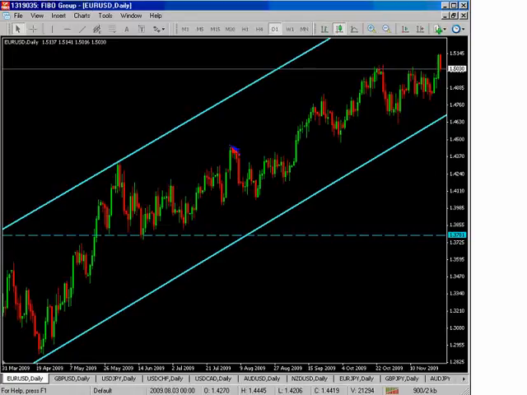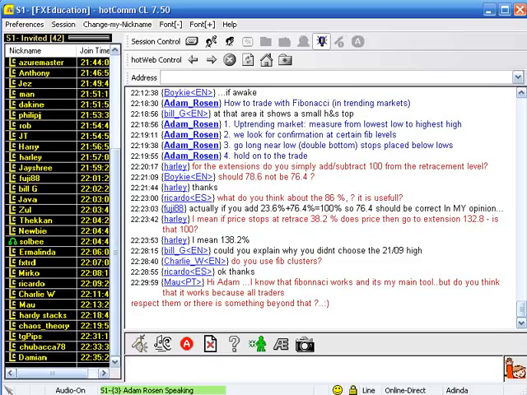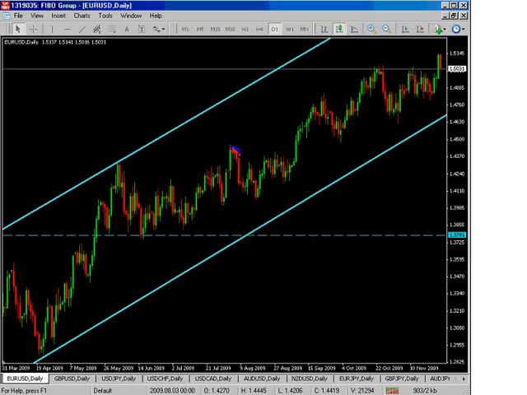Moss says, I know that Fibonacci works and it's my main tool. Do you think it works because all traders respect it, or there's something beyond that? The answer is yes and yes, I believe. I think it works as a matter of self-fulfillment, meaning that it's a self-fulfilling prophecy. If I believe the market may stop at 38.2% and you believe that, etc., I think there's more of a likelihood it's going to happen.